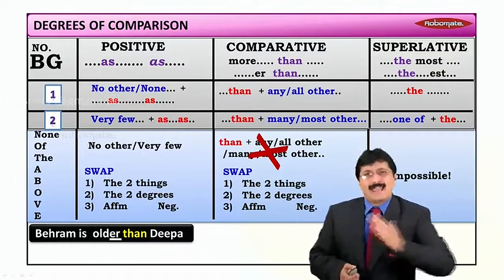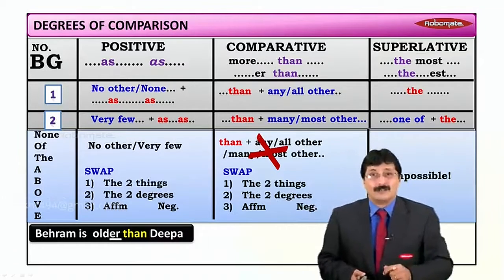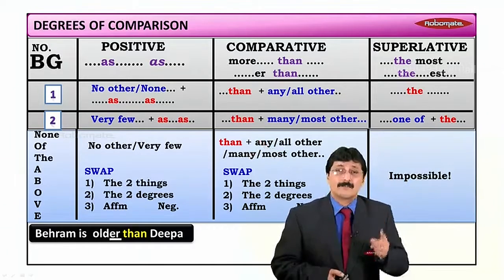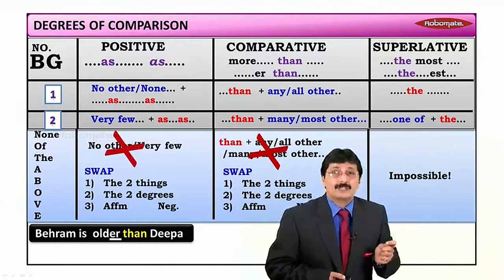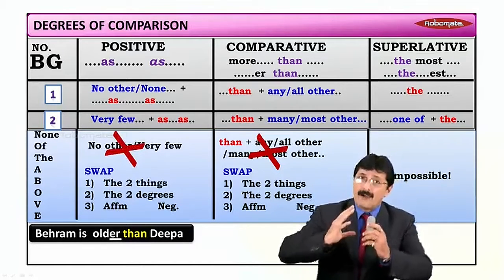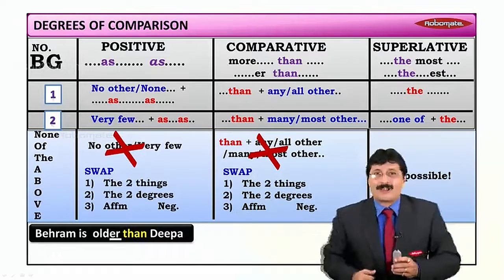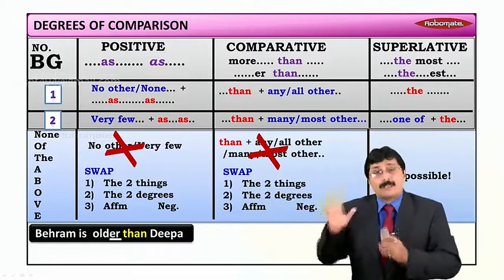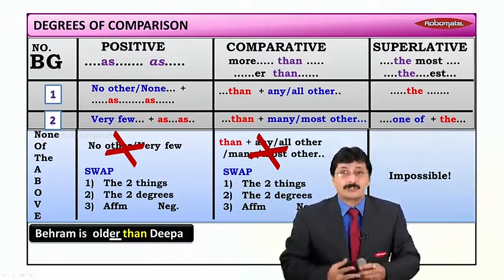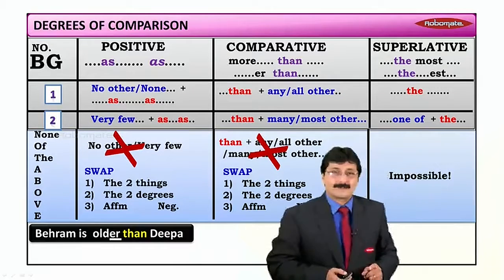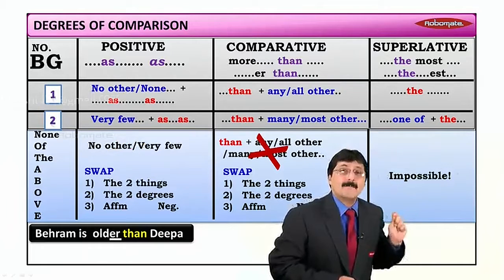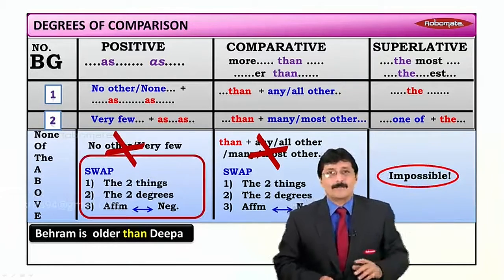Than is not followed by any other, all other, many other, most other. In such a case, my dear friends, I cannot make it superlative. Superlative becomes impossible. Whenever in the comparative, after than, you don't have any other, all other, many other, most other, or in the positive, you don't start with no other, none, nothing, very few, or not many, in such a case, you only have 2 degrees, positive and comparative. Superlative becomes impossible. Absolutely impossible.